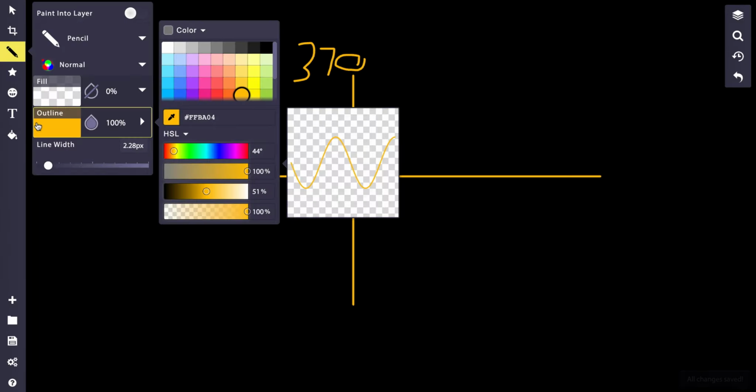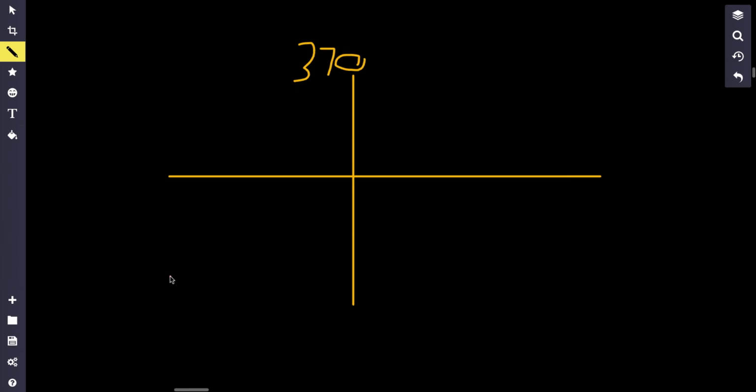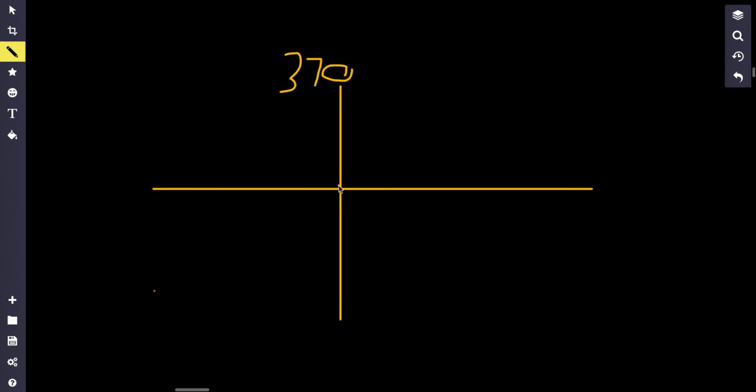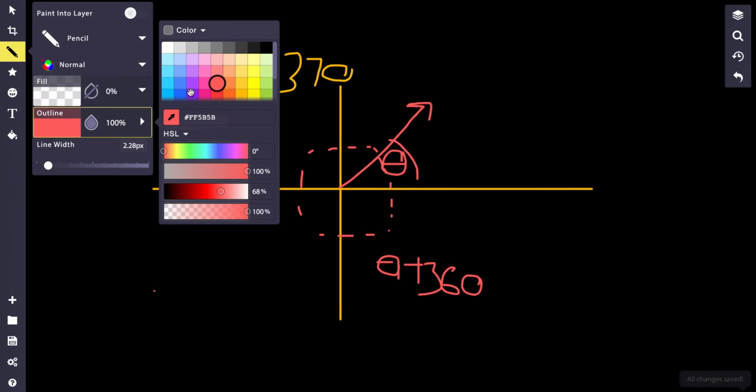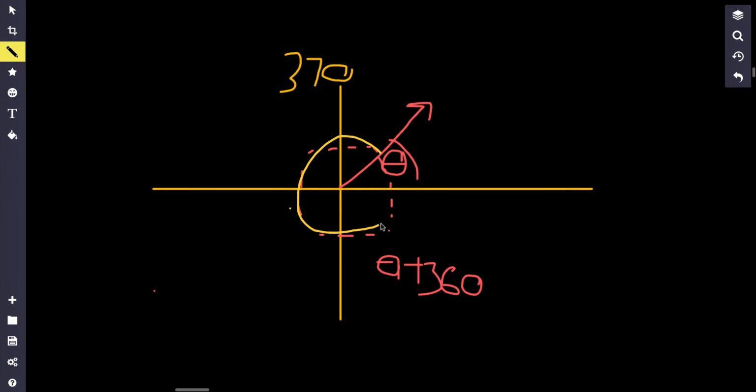Now, tricky question. Let's say I have a 370-degree angle. Where would this land? Well, think about it. Let's say I have an angle theta, and let's say I go 360 degrees around. This other angle right over here, which has gone around the circle one time and looped back to the same place, is theta plus 360.